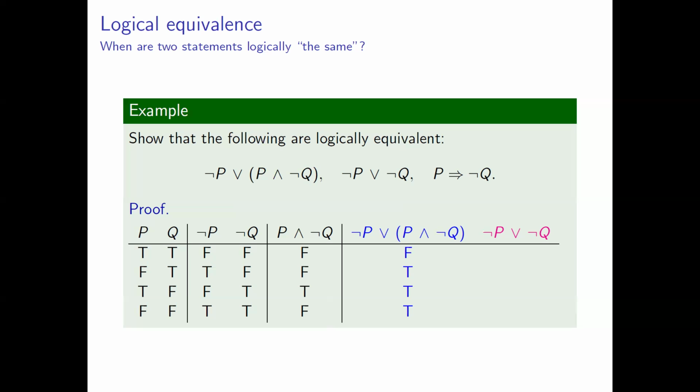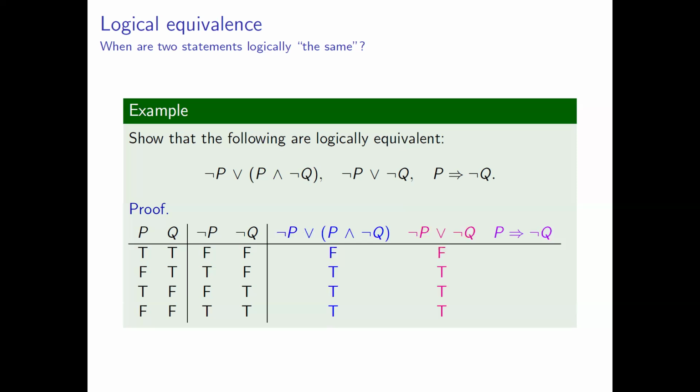Next, we fill in the column for the formula either not P or not Q. Recall that the disjunction not P or not Q is false exactly when both of the statements not P and not Q are false. It is true for all other cases. Finally, we fill in the column for the formula P implies not Q. Recall that the conditional sentence P implies not Q is false exactly when P is true and not Q is false. It is true for all other cases.